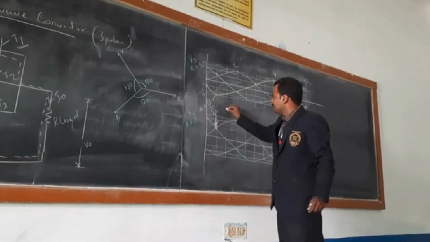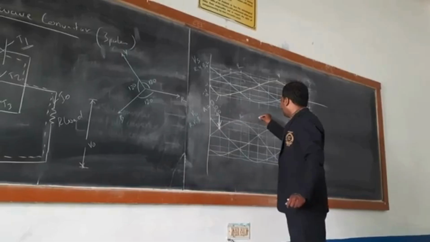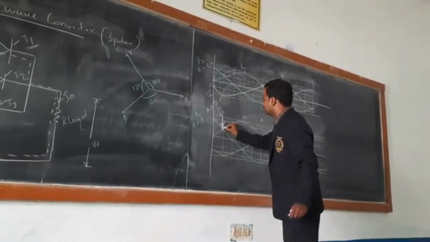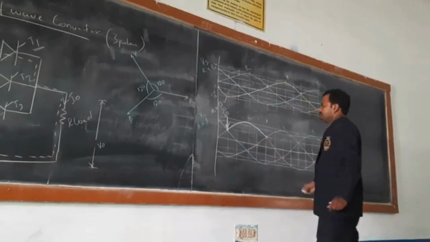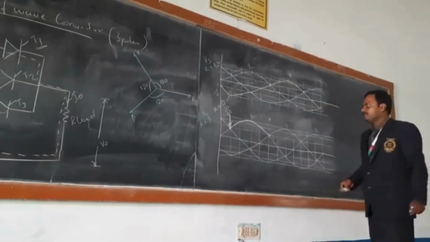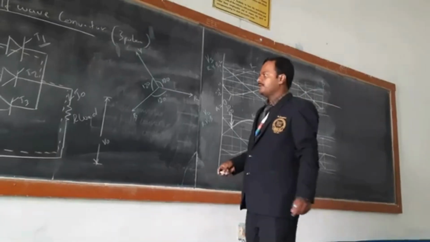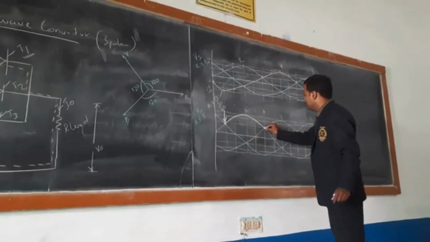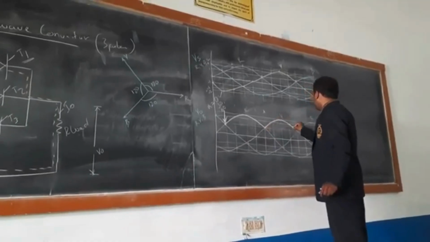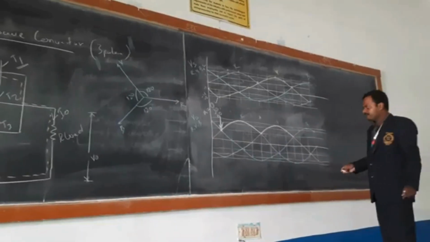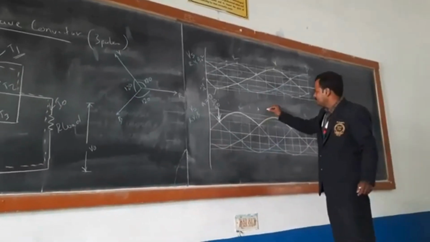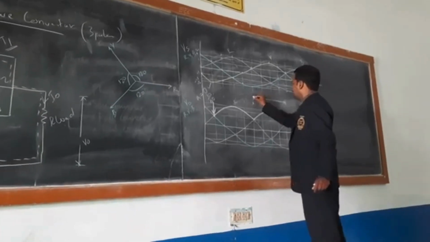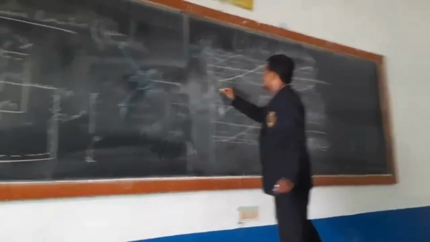0, 30, 60, 90 and 120. Up to this time period, the R phase is responsible for giving the output. After that, we are going to give the pulses to the Y phase, that is T2. Again, T2 starts conducting up to another 120 degree. From here, the Y phase is going to give the output. 0, 30, 60, 90, 120 degree. That is responsible for T2.